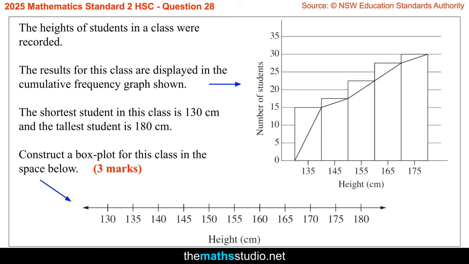Question 28. The heights of students in a class were recorded. The results for this class are displayed in the cumulative frequency graph shown. The shortest student in this class is 130 centimeters and the tallest student is 180 centimeters. Construct a box plot for this class in the space below.